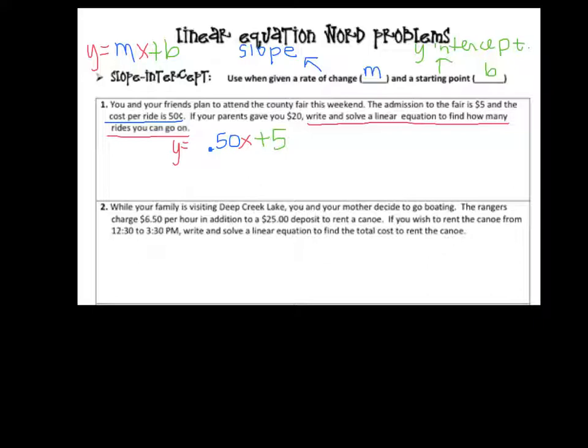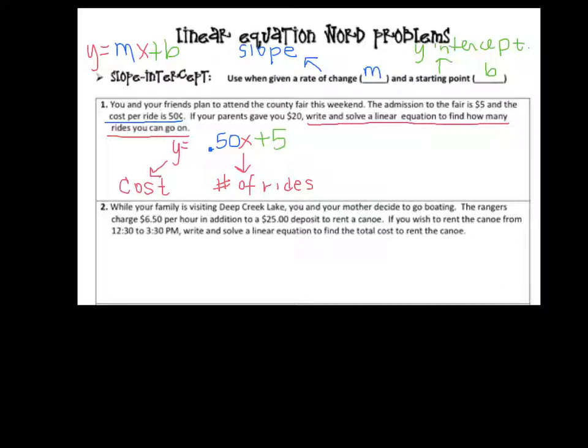So now the question is, well, what is x and y? So your x, if you go back to the part of your equation where it talks about your cost per ride, it's 50 cents for every ride. So your independent variable, or your x value, has to be where you input your number of rides. Okay? So here we were writing and solving a linear equation to find out how many rides you can go on. Well, if I'm doing 50 cents times the number of rides plus 5, then y is going to be representing my cost.